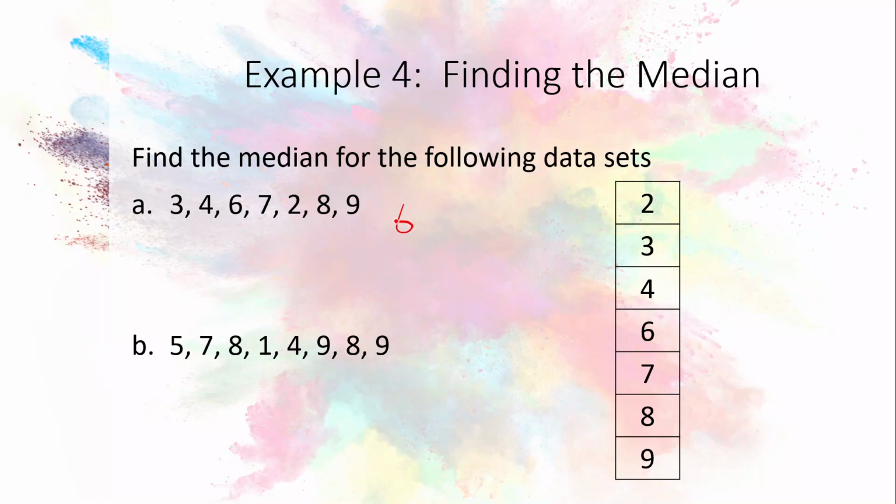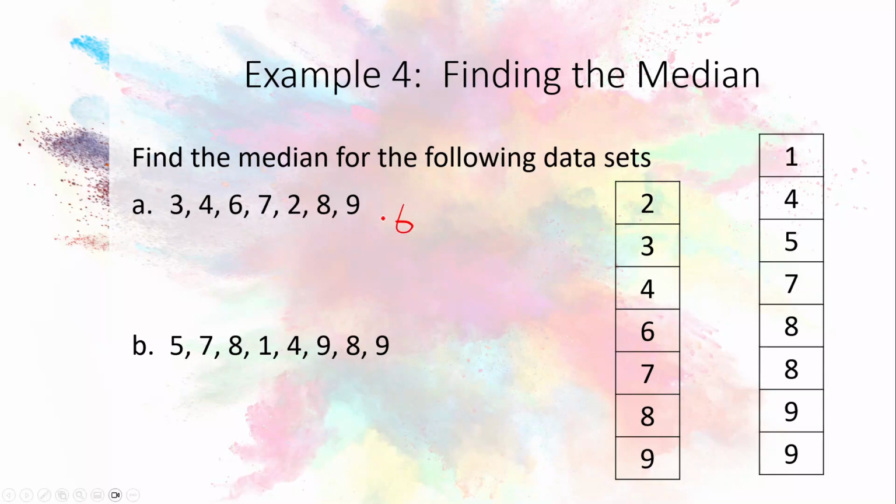6. There we go. Okay, now here is the other data set sorted. And notice here we have 8 values: 1, 2, 3, 4, 5, 6, 7, 8. The values in the middle are right here, 7 and 8.